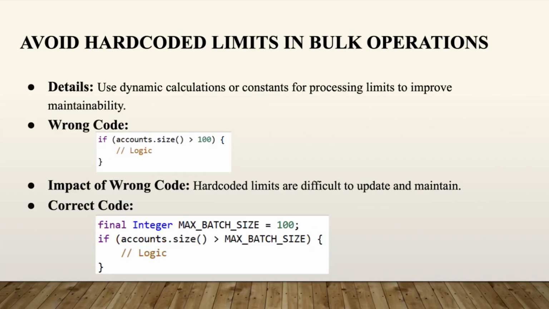Next, avoid hardcoded limits in bulk operations. We need to try different batch sizes, right? We are not sure which will work fine, because we may make a callout or we may update the records. Different record updates can take different amounts of time. So we need to keep changing the batch size. Instead of keeping the batch size inside the code, we can declare an integer and keep it at the top, so it's easy to modify. You don't need to go into the code and change these kinds of constant values. You can keep it outside the methods or code block, so it's easy to change, update, and maintain.